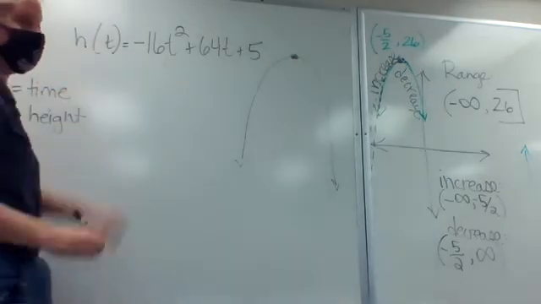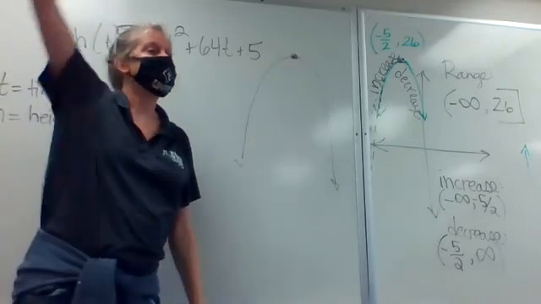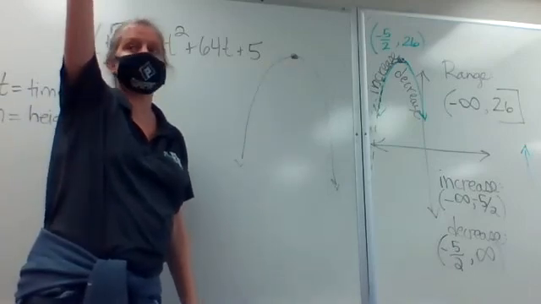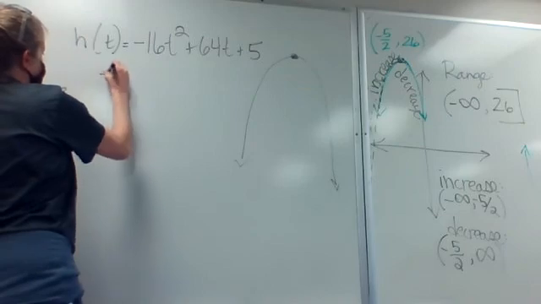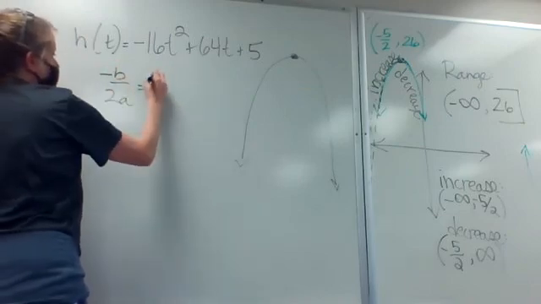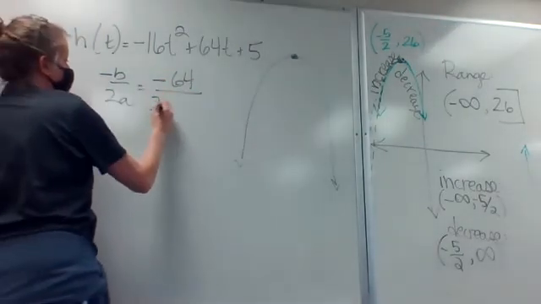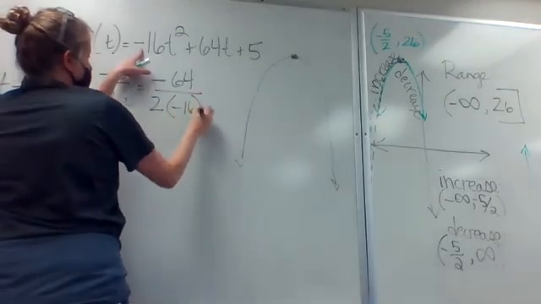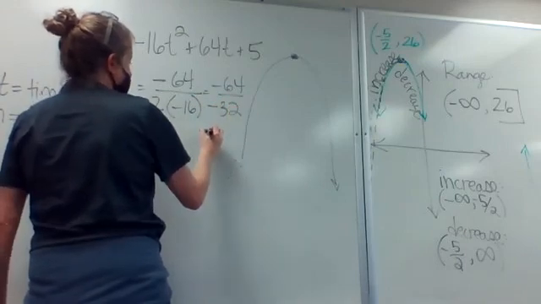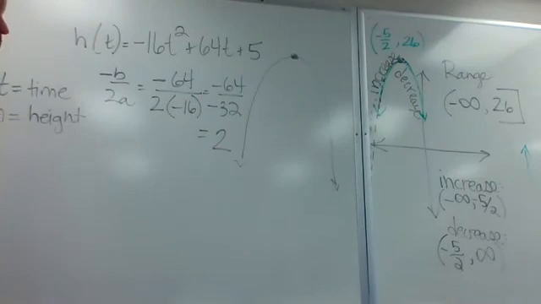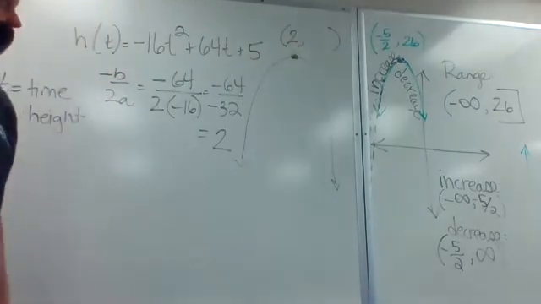Okay, so let's find the vertex. That's what we need, right? Because it's going to ask us how many seconds did it take to get there, and what was its maximum height. So finding the vertex. The opposite of b will be negative 64 over 2 times a, 2 times negative 16. So negative 64 over negative 32 gives me 2. Plug it in.